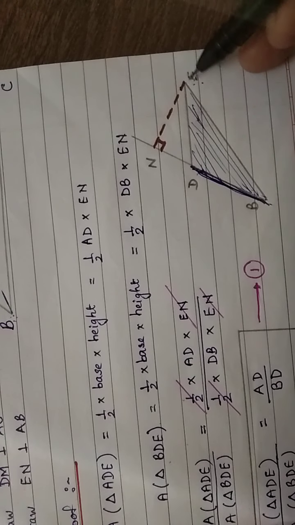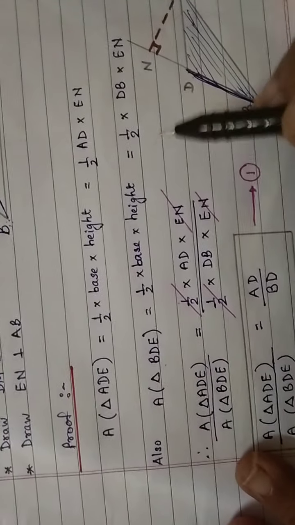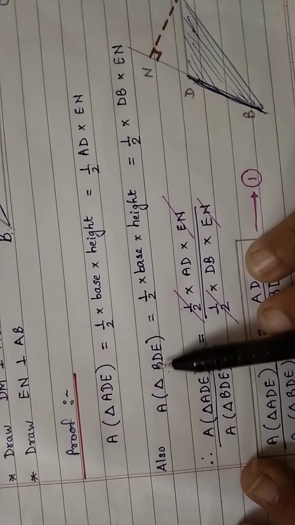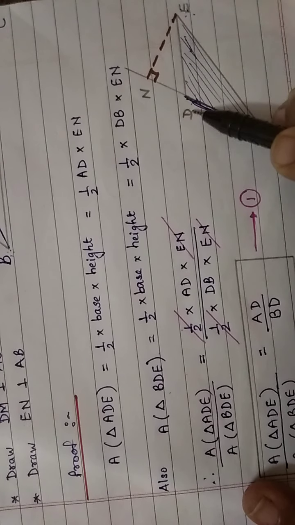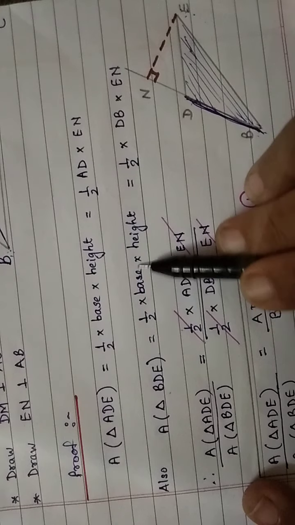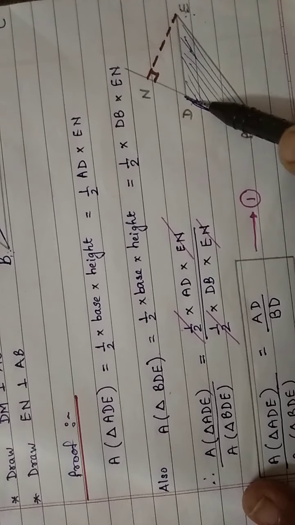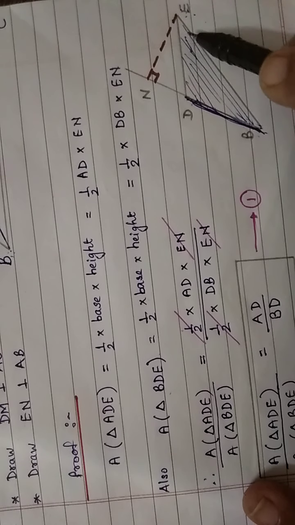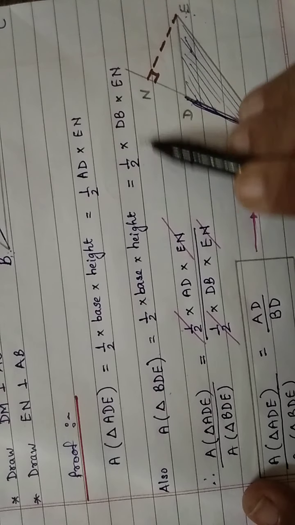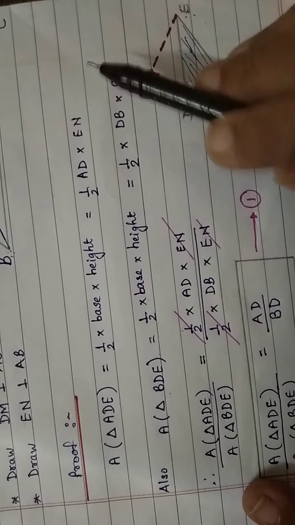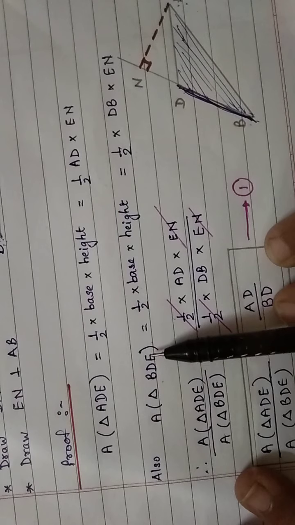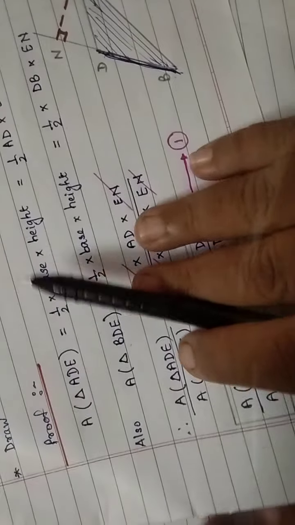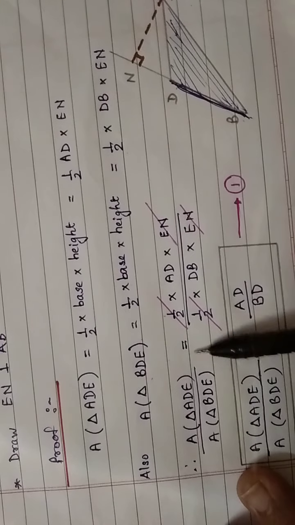BD is the base and the height is EN. So therefore, I wrote area of triangle BDE will be half base into height. The base is this darkened region BD and the height of the obtuse angle triangle is outside, that is EN. So I wrote half of DB into EN. Now, the area of triangle ADE I have found out and BDE I have found out. So now I take a ratio of both these areas.